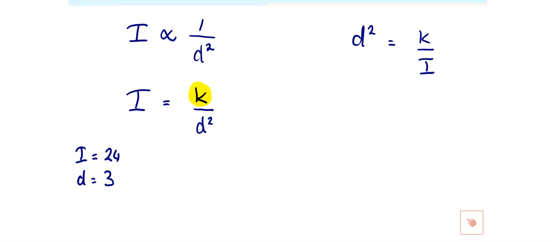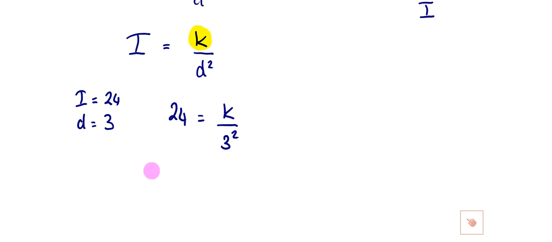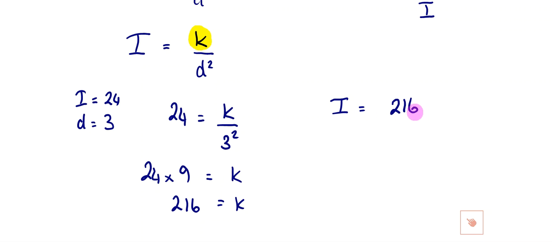And if we put that in, we get 24 equals K divided by 3 squared, which means that 24 times 9 equals K. So K ends up being 216. So we've then got I equals 216 over D squared. That's my formula. All right?